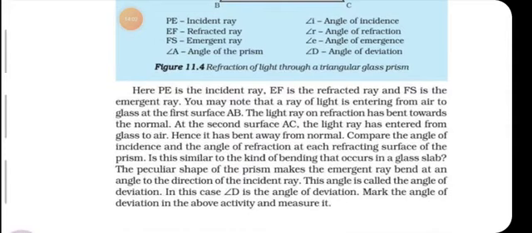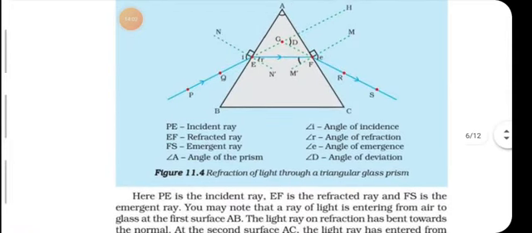Let us read that. Here PE is the incident ray. EF is the refracted ray. And FS is the emergent ray. You may note that a ray of light is entering from air to glass at the first surface AB. The light ray on refraction has bent towards the normal.